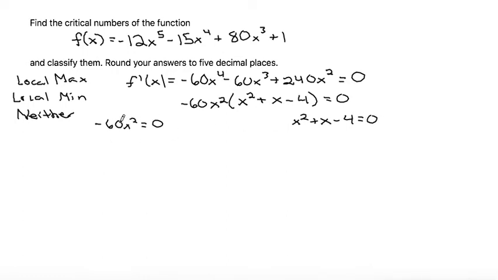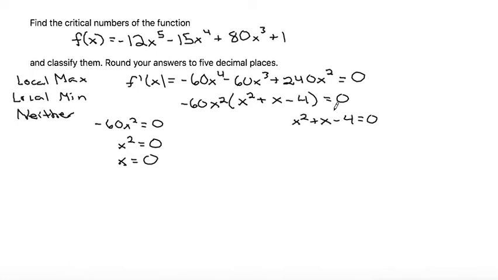So first, we can solve this equation by dividing both sides by negative 60 to get x squared is equal to 0, and then square rooting both sides to get x is equal to 0. So that's one of our critical numbers, x is equal to 0.